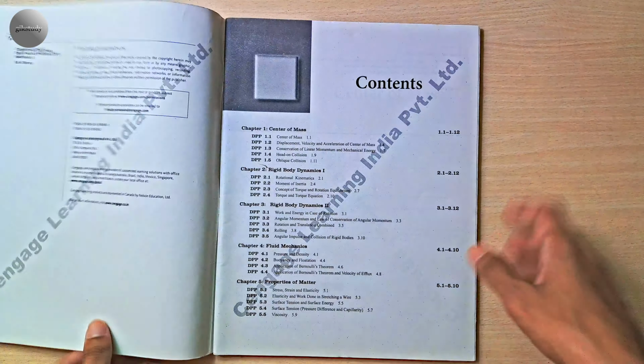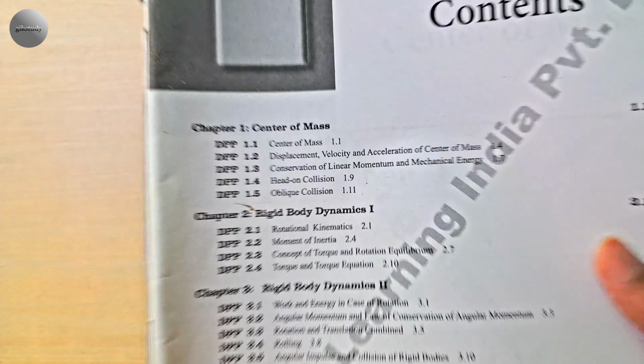Now let's talk about the DPP. Here you can see the DPP, and it's for JEE Main and Advanced. Here you only get the questions, and also you get several DPPs for each of the chapters.